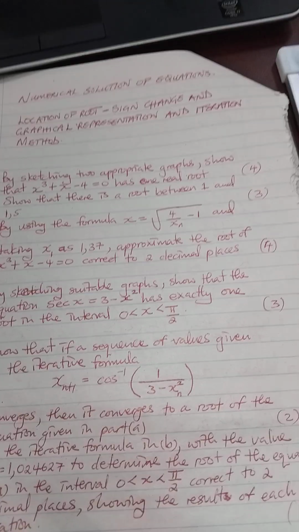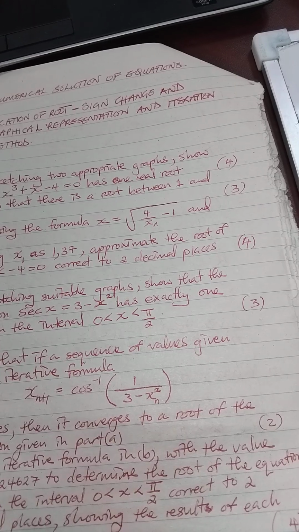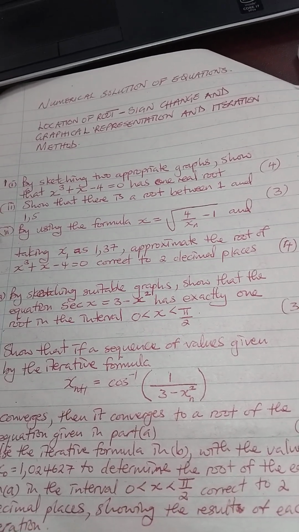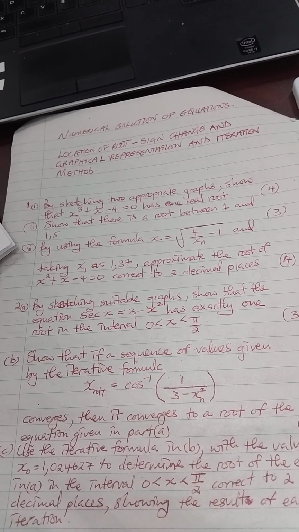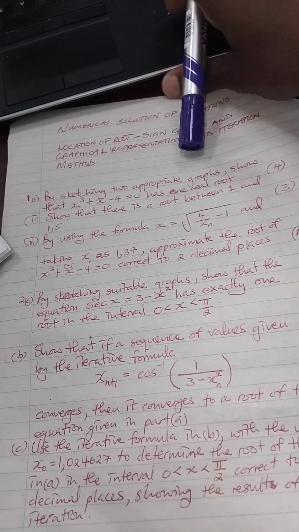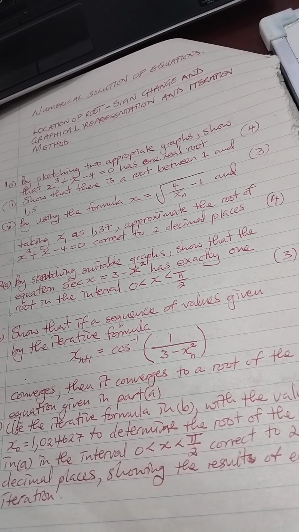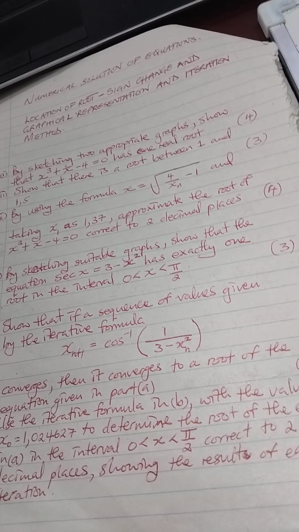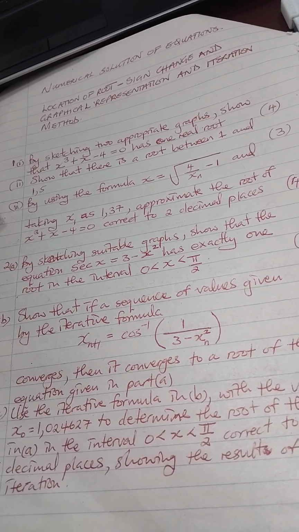Then item 3: by using the formula x_{n+1} = root of 4 over (x_n minus 1), and taking x1 as 1,37, approximate the root of x cubed plus x minus 4 is equal to 0 correct to 2 decimal places. Usually when you are given a function and told your root must be correct to 2 decimal places, and you are given x1 as 1,37, you know that it is iteration.